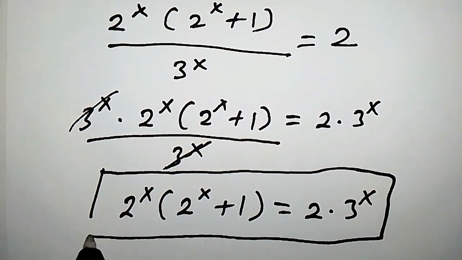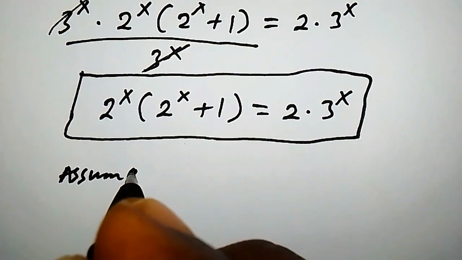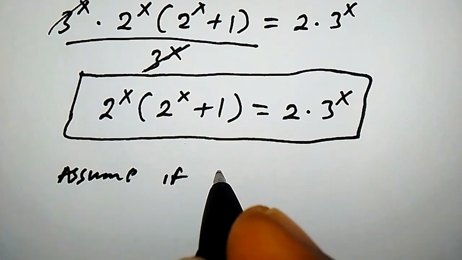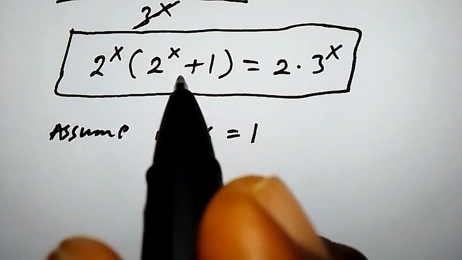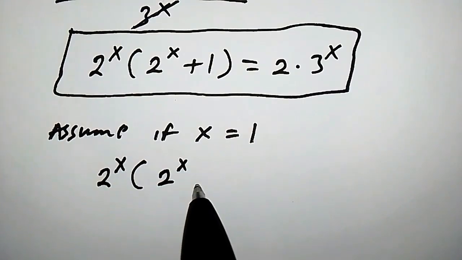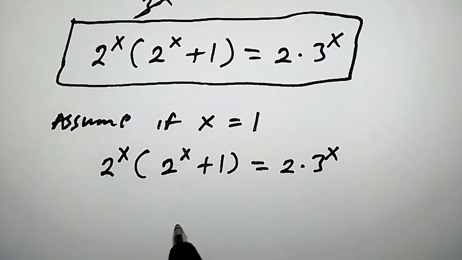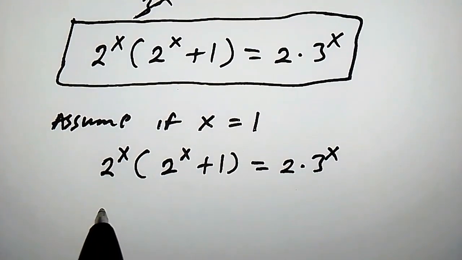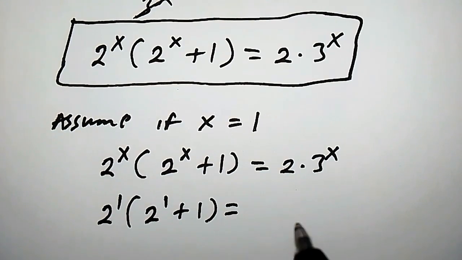We are going to test several values of x using this equation. First, let us assume that x is equal to 1, so we have to test for when x is equal to 1 using this equation: 2^x times 2^x plus 1 equal to 2 times 3^x. So when x equals 1, the left hand side becomes 2^1 times 2^1 plus 1, equal to 2 times 3^1.